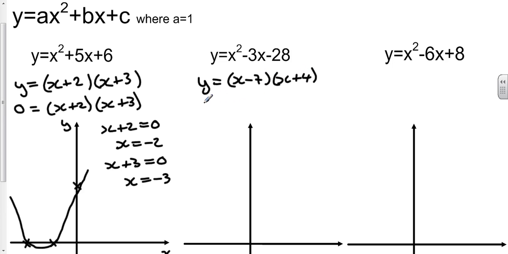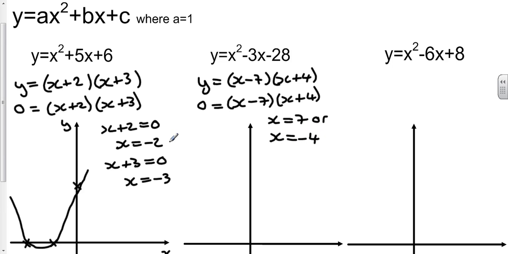And if we're going to solve it, that means that y is equal to 0. So 0 equals these two factors multiplied together. Now, if this bracket is going to be 0, then x is 7. Or if this bracket is going to be equal to 0, x will be minus 4.